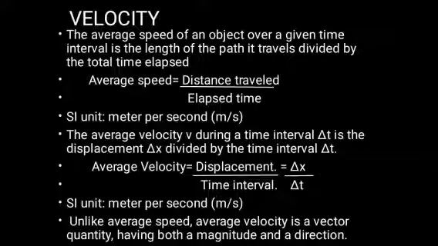Moving to average velocity. The average velocity during a time interval delta t is the displacement delta x divided by the time interval delta t. So average velocity is the displacement over the time interval, not the distance. The SI unit for average velocity is also meter per second. Unlike average speed, average velocity is a vector quantity having both magnitude and direction. Average speed is a scalar quantity, it has only magnitude and no direction.